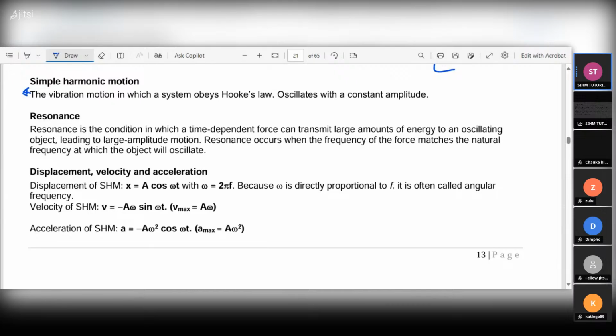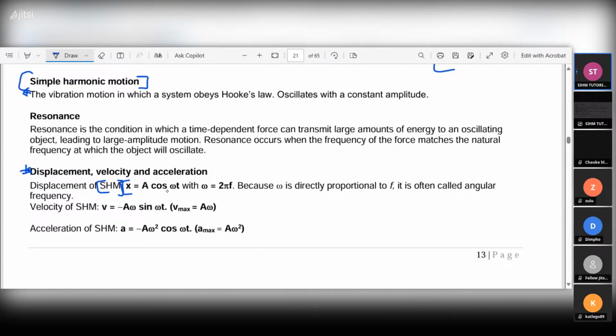So here we come to simple harmonic motion. When we come here, this is called simple harmonic motion. So here we have the equation.